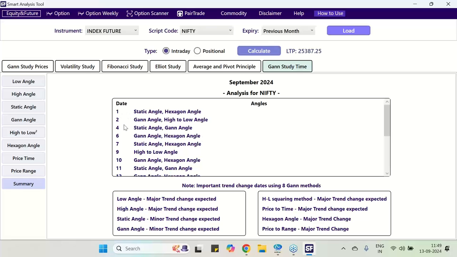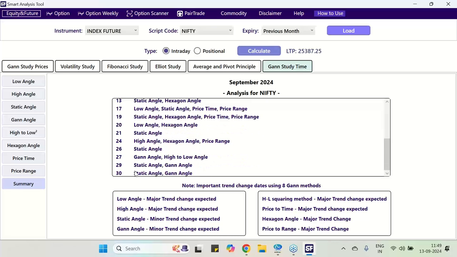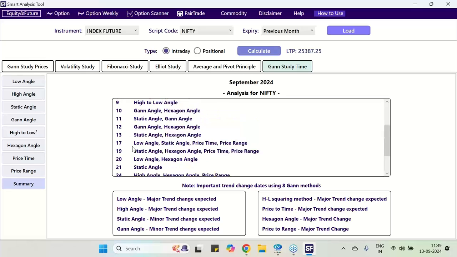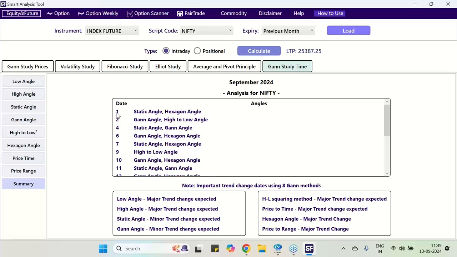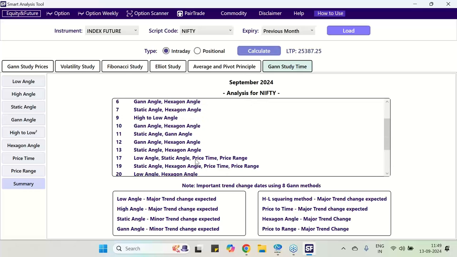Summary says, for every day in the month of September, we have 30 days, which are the days we are having a trend reversal. On 1st September we had a trend reversal, 2nd also we had. Currently we are recording this on the 13th September 2024. On this date, 13th September, we have two trend reversal dates sitting here. Yesterday, 12th, we had a trend reversal. 11th also is a trend reversal, 9, 10, 11, 12. However, all these trend reversal dates are not important.